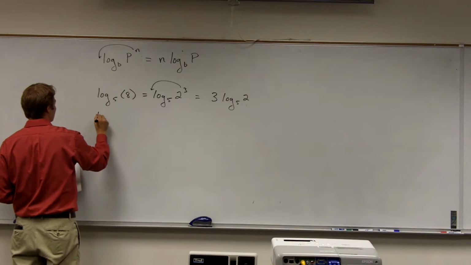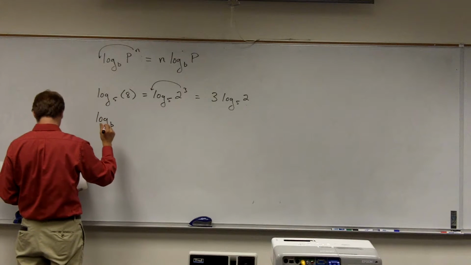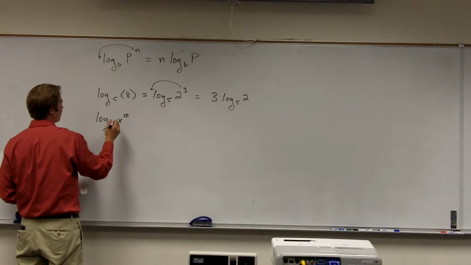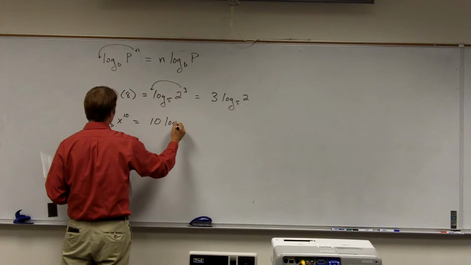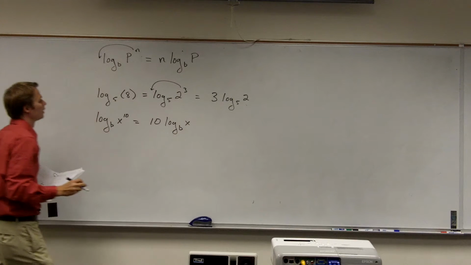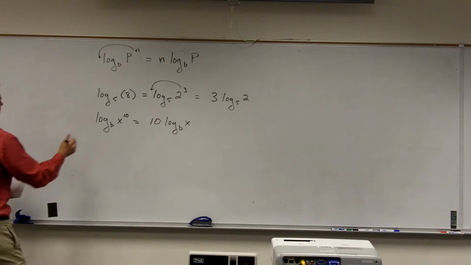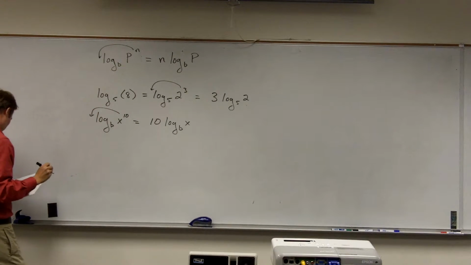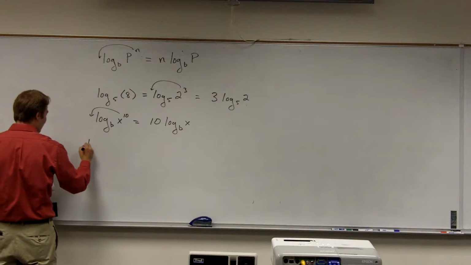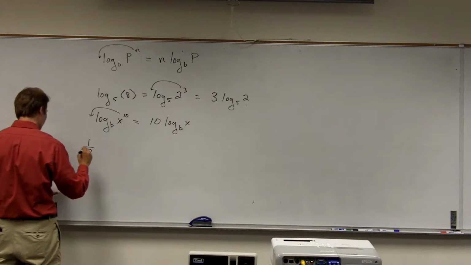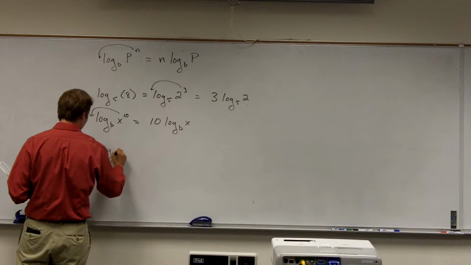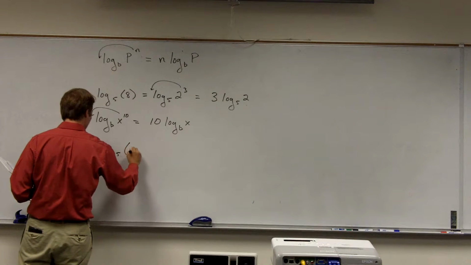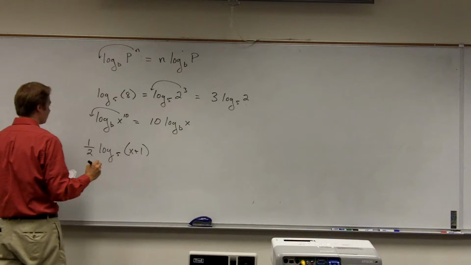Something like this, log base b of x to the 10th power. Again, I could rewrite this as 10 times log base b of x. It will come right on down. Or I can go the opposite direction, 1/2 of log base 5 of x plus 1.